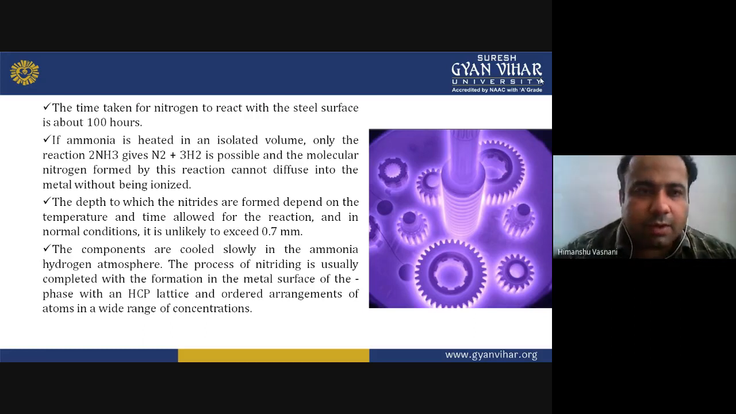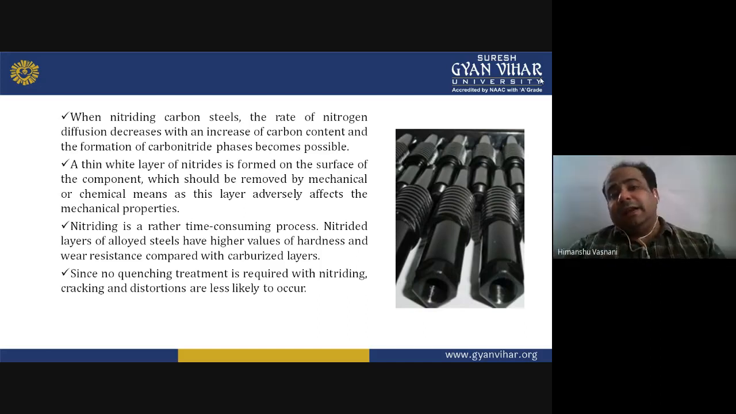Now, when nitriding carbon steels, the rate of nitrogen decreases with an increase of carbon content, and the formation of carbon nitride phase becomes possible. A thin white layer of nitride is formed on the surface of the component, which should be removed by mechanical or chemical means, as these layers adversely affect the mechanical properties.